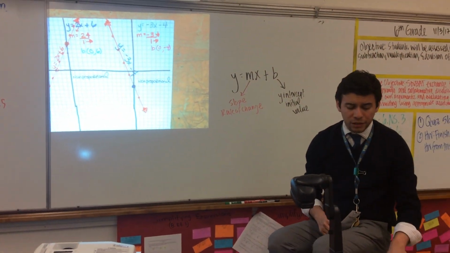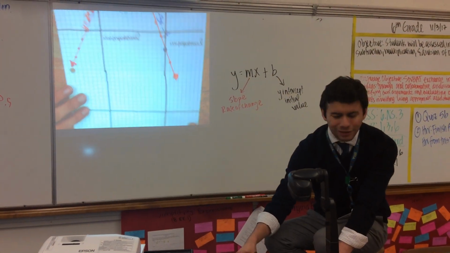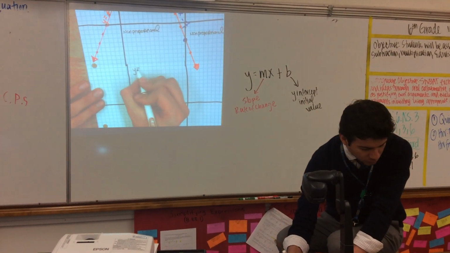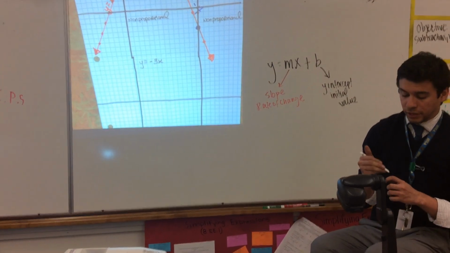Let's do another one. A lot of you guys are like, well, what happens if it's proportional? Let's do a proportional one. Don't be scared. It's the same thing. Let's give you this one. Y equals negative 3x. Okay?